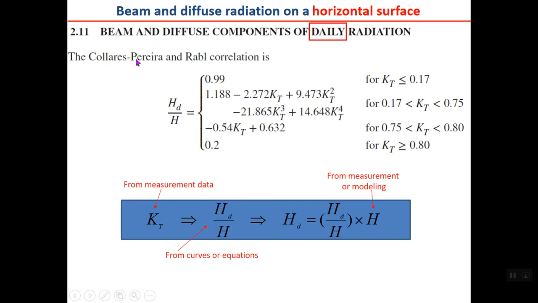Another formula which is also very important is the clearness formula, and here you can see that there is again a formula to calculate HD over H. So this is the procedure like the previous one. You have the KT value, but this time it is the daily clearness index, from measurement data generally, or any other trusted source. Then you can find HD over H either from the formula or from the curve in the previous slide. Then you can find HD in the same manner, and H, as told before, is either from measurement or solar radiation models.